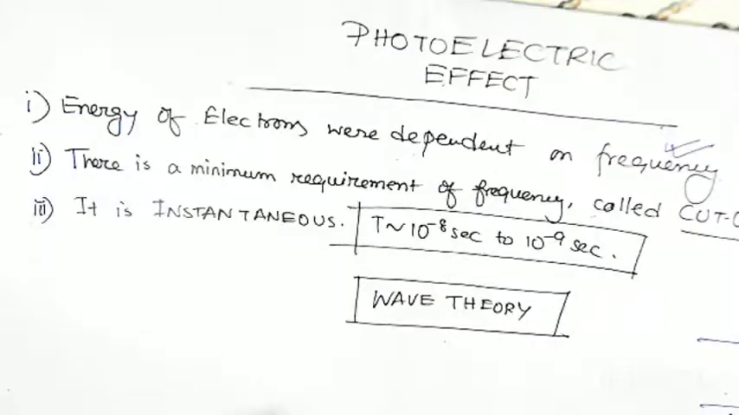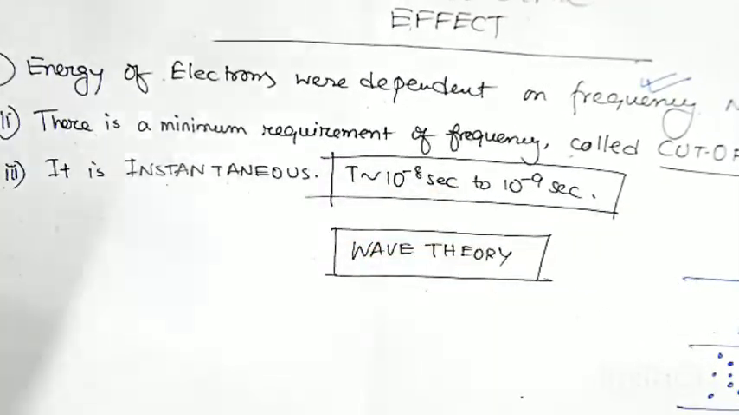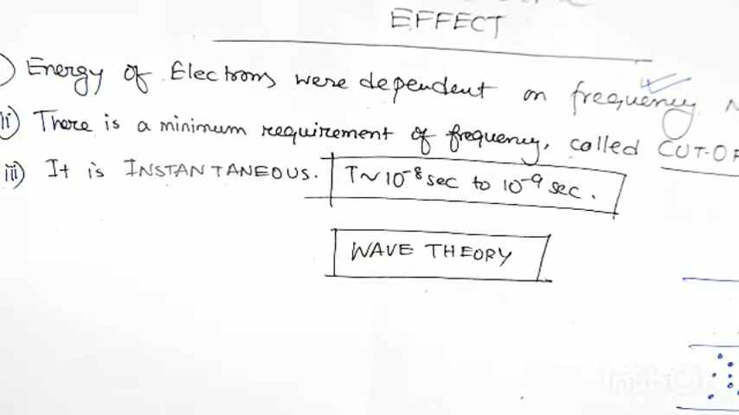But we find out that it is happening instantaneously, in a time range of 10 to the power minus 8, means it is 1 lakh times faster. So wave theory cannot explain why this is happening so fast. That is when we come to Einstein.